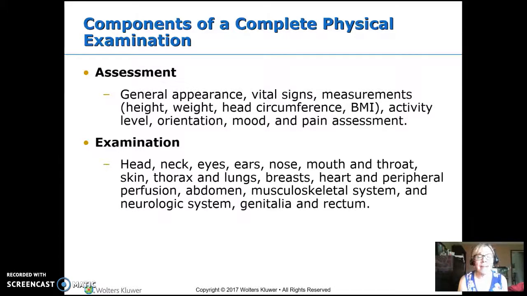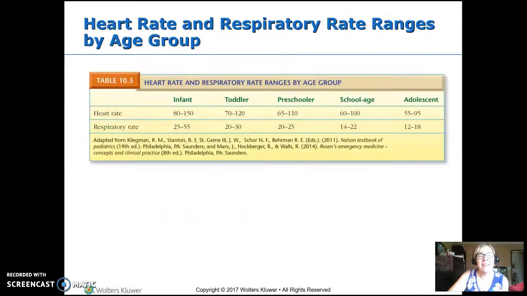Orientation, mood, pain assessment. And as you do the examination, you're looking at head, neck, eyes, ears, nose, throat, mouth, skin, the thorax or chest, lungs, breast, heart, peripheral perfusion. Let me just say, if you're in my clinical group, every child, every assessment, I want capillary refill on all 4 extremities, peripheral pulses on all 4 extremities, abdomen, musculoskeletal system, neurologic, genitalia.